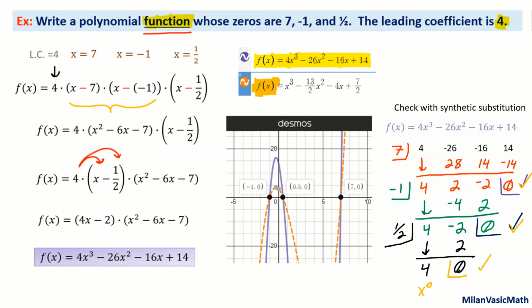So what we just did is confirm that our function has the zeros 7, negative 1, and 1/2. We confirmed that with graphing. We confirmed it with synthetic substitution. So we can be confident in our answer. Make sure you circle it.